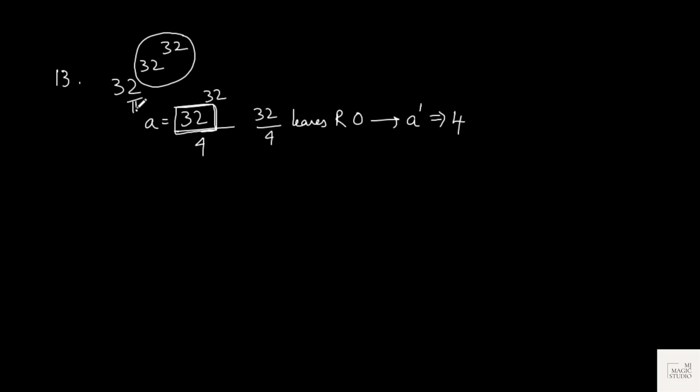Now 2 falls in type 3. So we are looking for the last digit of 2 to the power 4. And the last digit of 2 to the power 4, which is 16, is 6. So the last digit of the entire number, 32 to the power 32 to the power 32, is 6.